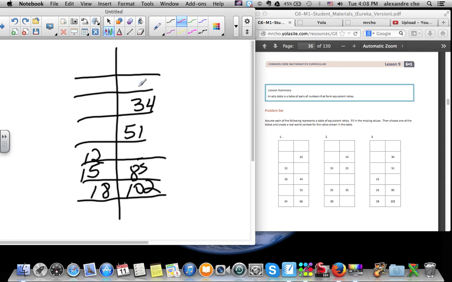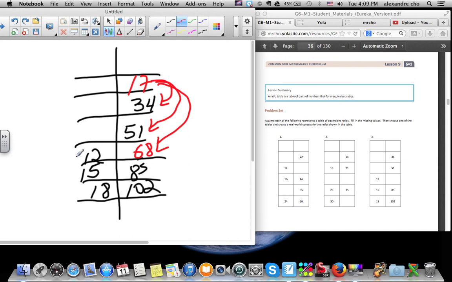So let me change color. Let's pretend or assume that's 17. Does it work? 17 times 2, 34. 17 times 3, 51. Let's skip that one. 17 times 5, is it 85? Yes, it is. And 17 times 6 is 102, so that works. So here would be 17 times 4. 17 times 4 would be 68. And that's how I got my number here.